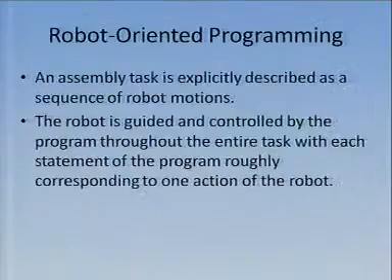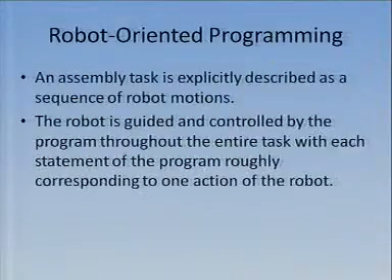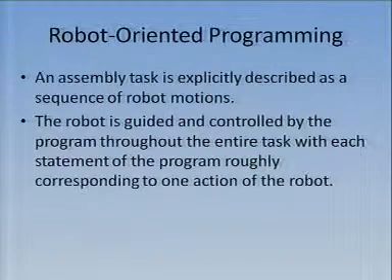Okay. So, this has been actually misplaced here. This is an example of robot oriented programming. An assembly task is explicitly described as a sequence of robot motions. The robot is guided and controlled by the program throughout the entire task, with each statement of the program roughly corresponding to one action of the robot.